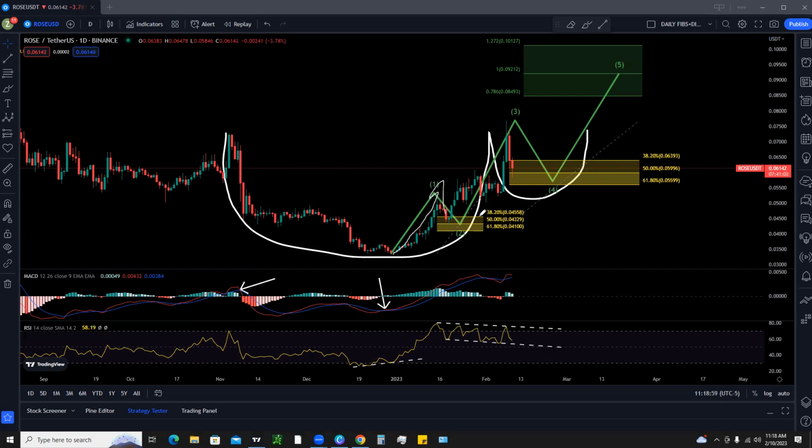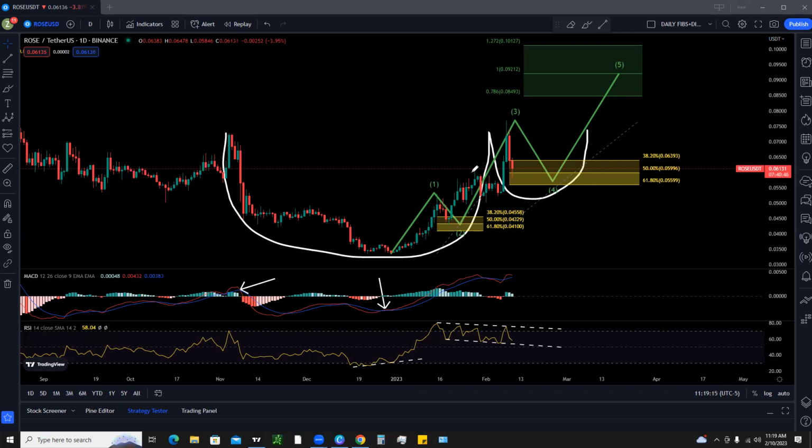Now remember, it's not going to work 100% of the time using any one strategy. But when you can combine 2, 3, 4, or 5 strategies together, then that's going to really help give you that confidence and that edge that you need in order to be successful.